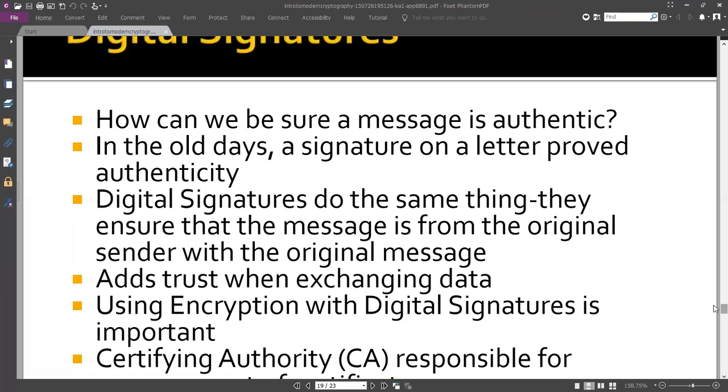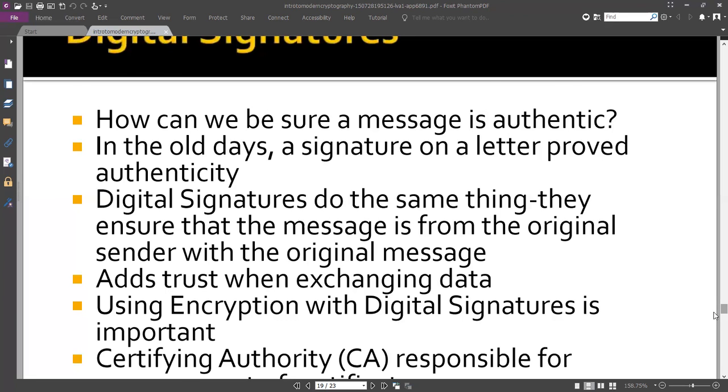In the digital world, you need digital signatures to do the same thing. They ensure that the message is from the original sender with the original message. It also adds trust when exchanging data, and using encryption with digital signatures is important. For blockchain, we have seen it: you need a signature to verify that this token is an Ethereum token, and that this token was actually sent by a particular sender.